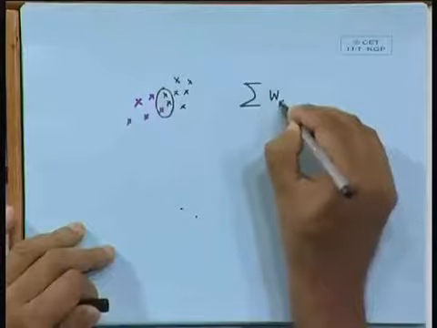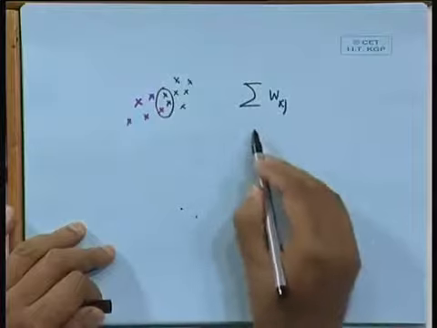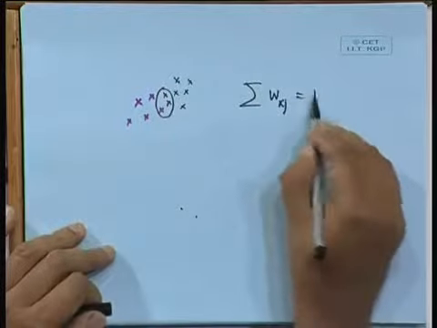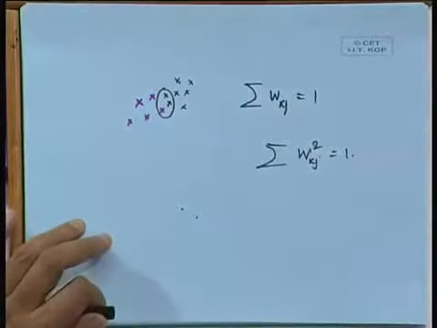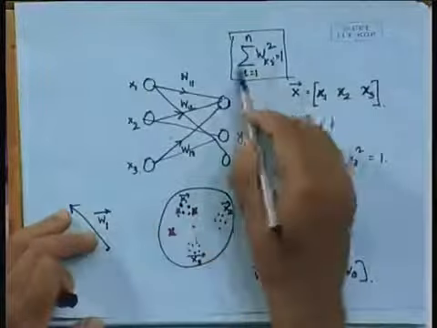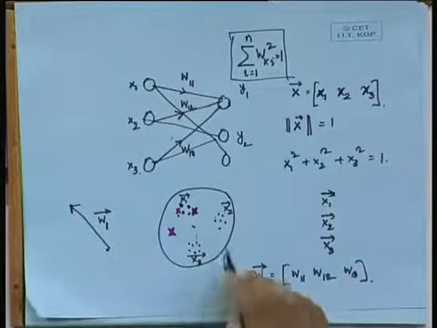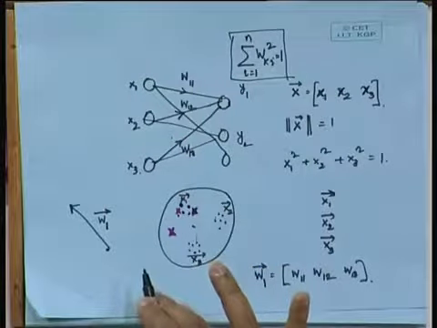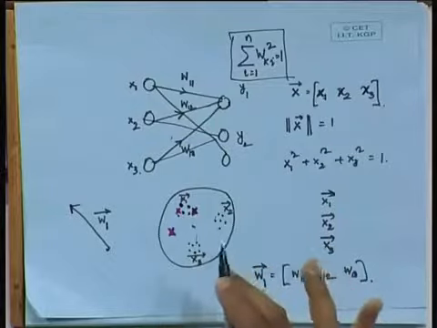Sigma WKJ, yes, is equal to 1. This question is coming that last class I said sigma WKJ is equal to 1, and this class I am saying sigma WKJ square is equal to 1. This square thing I have only said from a geometrical interpretation point of view, so that we can imagine that this is on a sphere. That is the only reason why I took this to be sigma WKJ square is equal to 1.